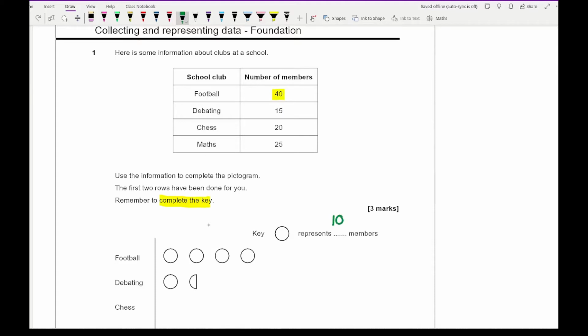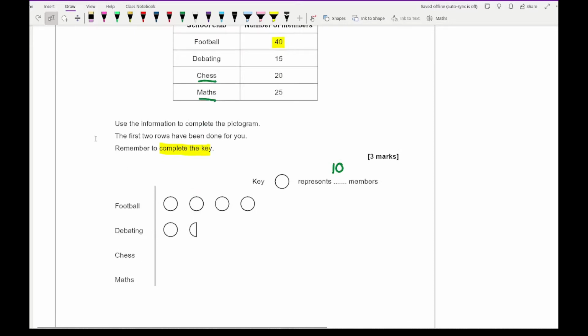So if 1 circle represents 10, what we then need to do is work out how many are going to be in the chess and the maths club. Well, not actually work it out, but we just need to represent it on the diagram. So how many 10s go into 20? That's going to be 2, so we just need to do 2 circles for chess. And then we need to do 25. So that's 10, 20, and then half of 10, so we do a semicircle, and that should be good enough.